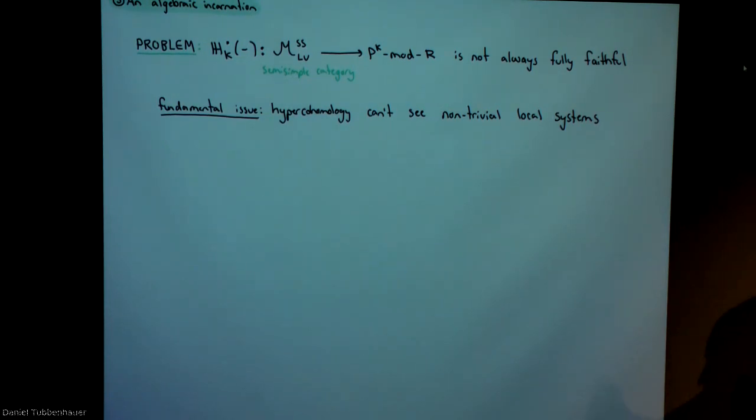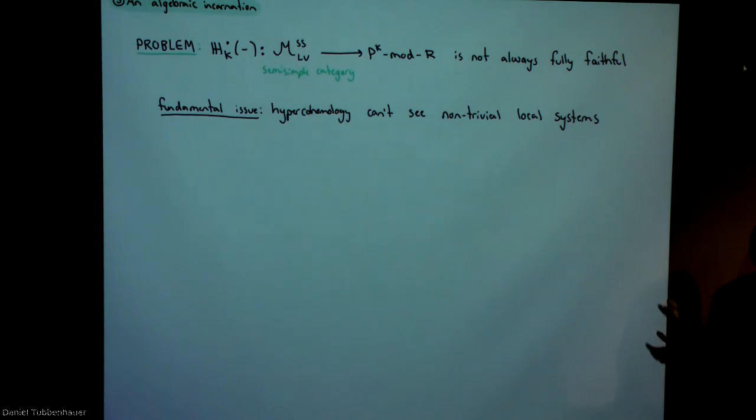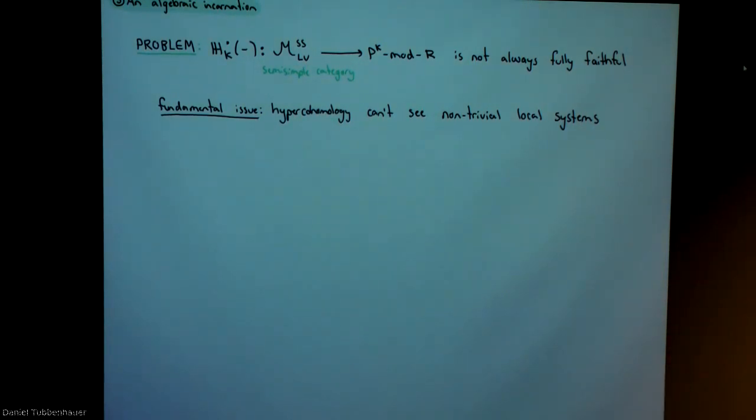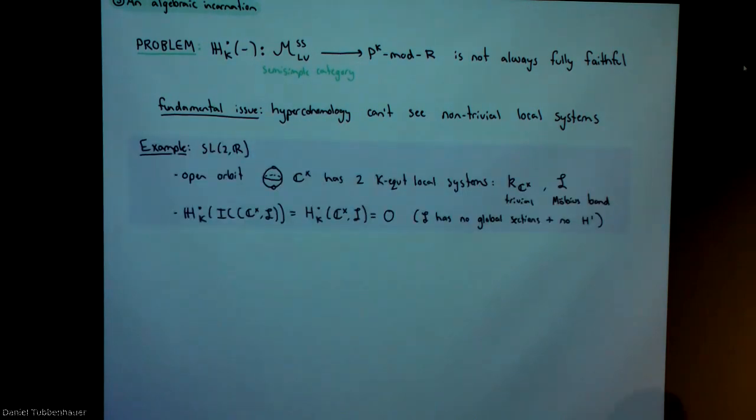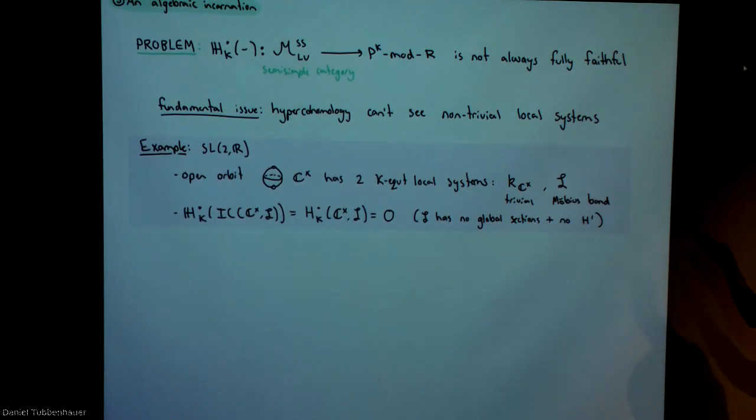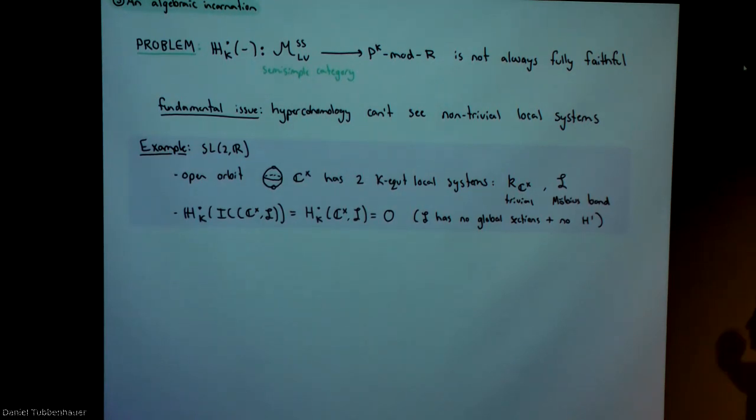And so what happens on these orbits is that we have interesting local systems. We already saw that in the SL2 example, and hypercohomology can't see them. If we look at our open orbit, we have two local systems, trivial and Mobius band. And if we take the hypercohomology of the IC corresponding to the Mobius band, this is just the same as the k-equivariant sheaf cohomology of this local system, and this is 0. This local system has no global sections and no first cohomology, so our functor doesn't see this thing at all.